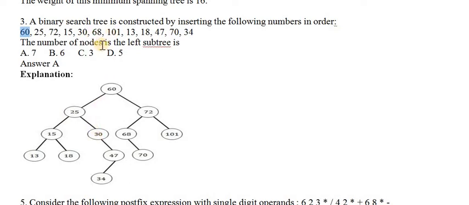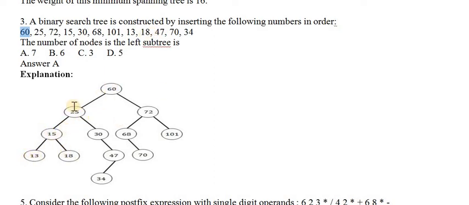Now 68. Greater than 60, coming here, less than 72, I'm placing it here. And then 101, greater than 60, coming here, greater than 72, I'm placing it here. Like that 13 is less than 60, coming here, and less than 25, so I want to come to the left. Again 13 is less than 15, I am coming to the left side, I am placing it here.